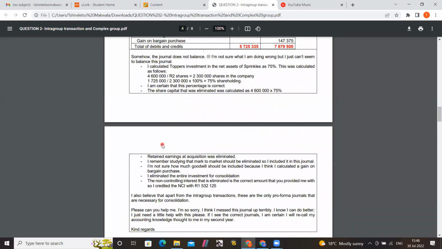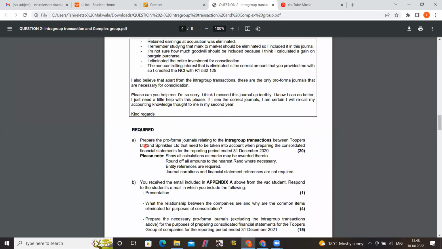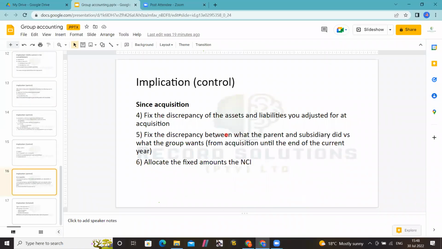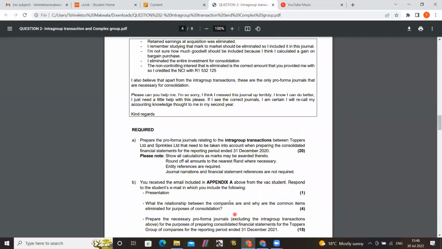I just want to come here. The required says prepare pro forma journal entries. Do you see? Those fixing and allocating journal entries relating to intra-group transactions. So you're telling us straight intra-group transactions, and where are they? I said they are here, number 5. These are intra-group transactions, fixing these discrepancies, between Topper Limited and Sprinkles, that need to be taken into account when preparing the consolidated financial statements for the reporting period ended 31 December 2020. Like I said, the reporting period is from 1 January 2020 to 31 December 2022.